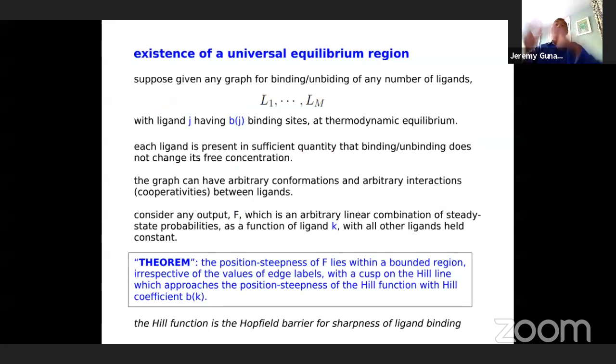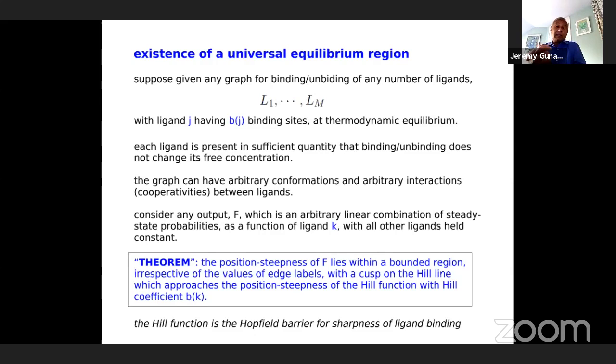So what that is saying is precisely that the Hill function is the Hopfield barrier for sharpness. So the Hill function, which used to be just a sort of fit to data, is now being reinterpreted in this biophysical sense. It's a universal barrier, Hopfield barrier, for binding.